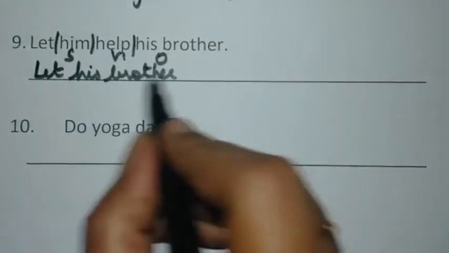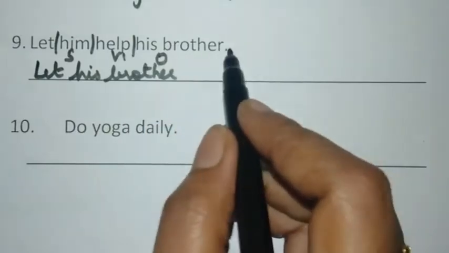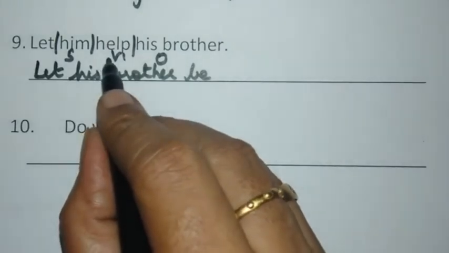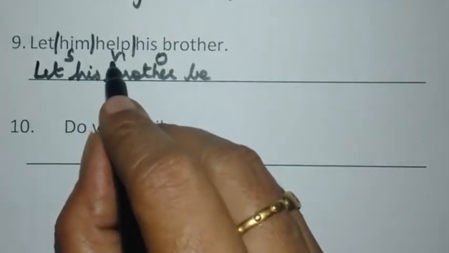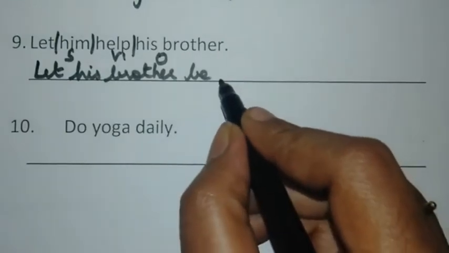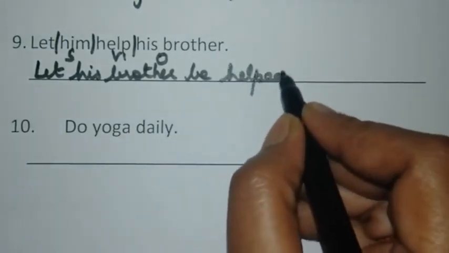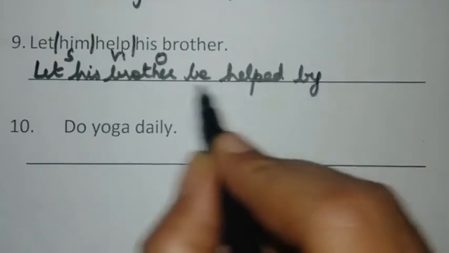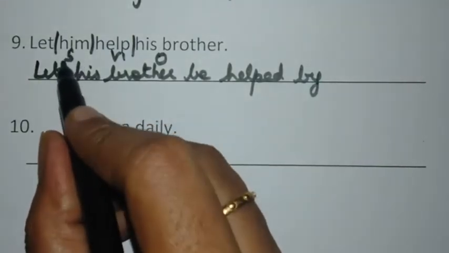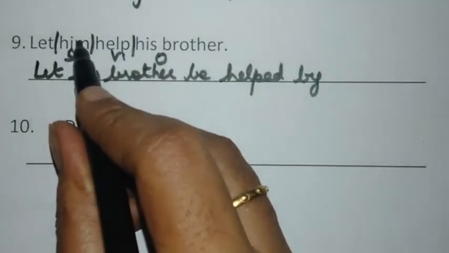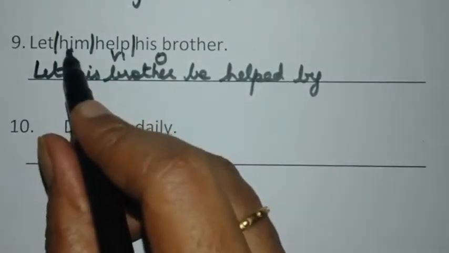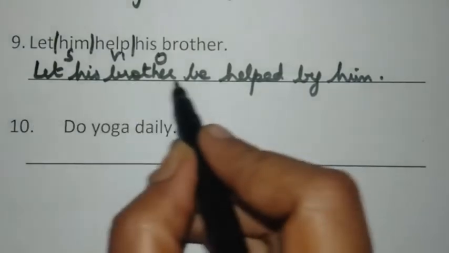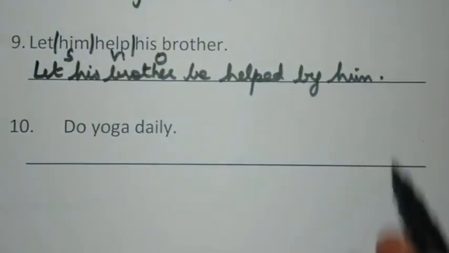Then you have to say it's a positive or negative sentence. Let him help his brother is a positive, so you have to write be only. Then you have to write the verb, that is V1 is help, V2 is helped, V3 is also helped. So you have to write here helped. Then after the verb, normally we will add what? By only. Then you have to write the subject. Because it's only an indirect subject, so we cannot change it from active to passive. Same thing only you have to write him only here. Let his brother be helped by him is the passive voice.